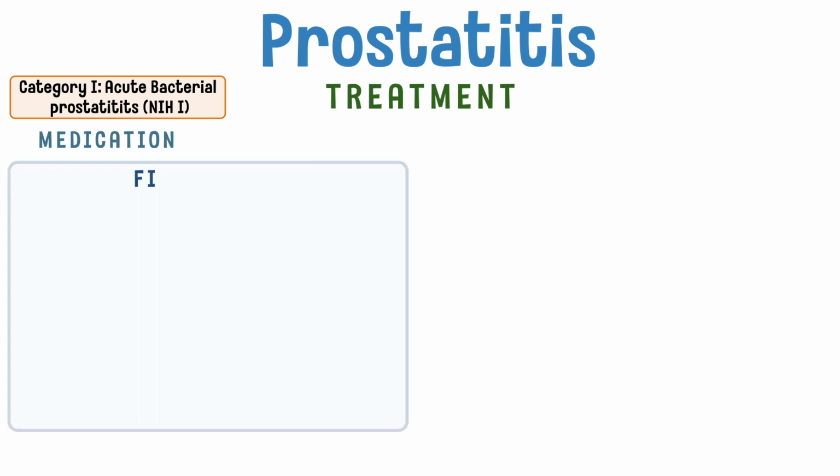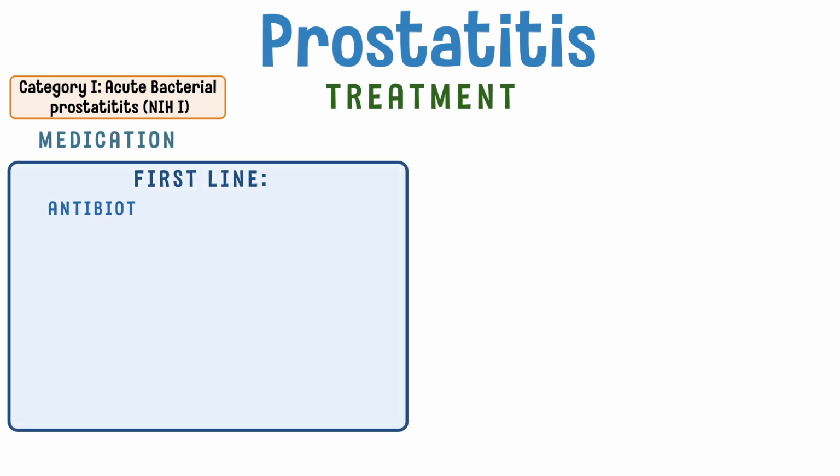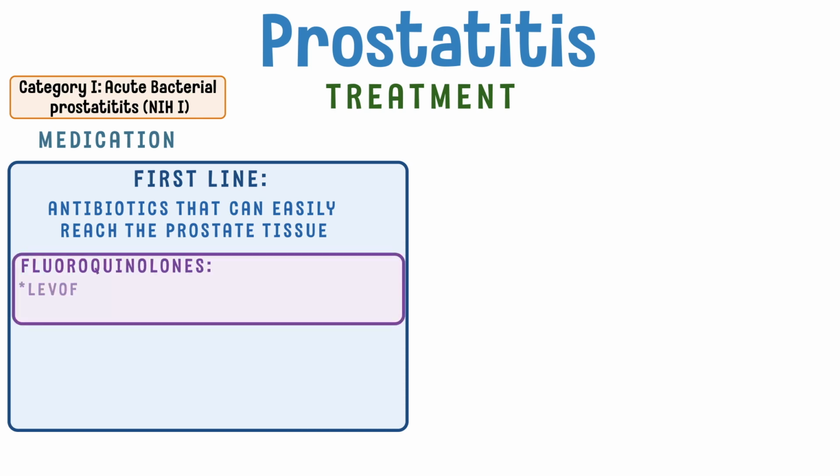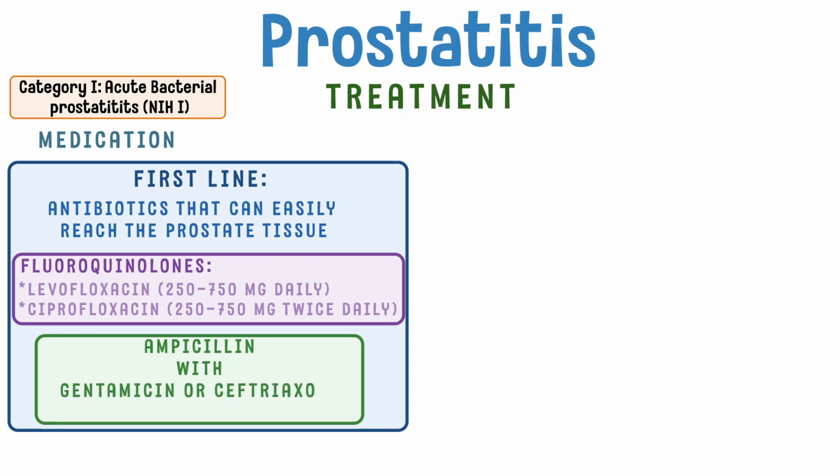In medication, first-line treatment includes antibiotics that can easily reach the prostate tissue. Fluoroquinolones like levofloxacin 250 to 750 mg daily or ciprofloxacin 250 to 750 mg twice daily. Other options include ampicillin with gentamicin or ceftriaxone 1 to 2 grams daily.